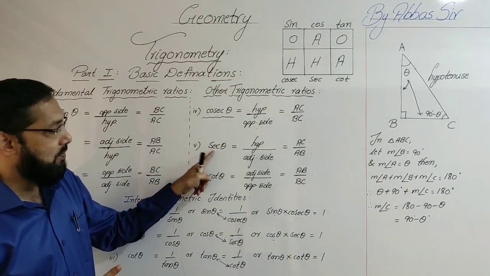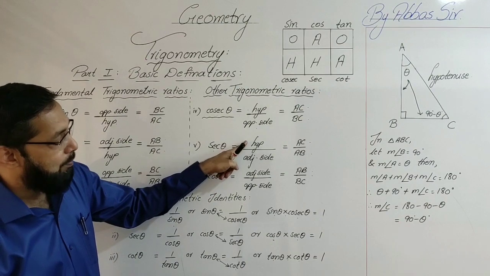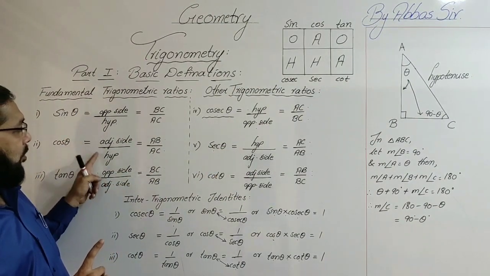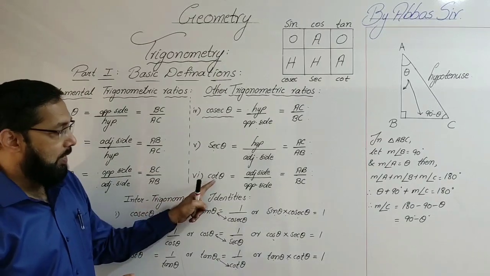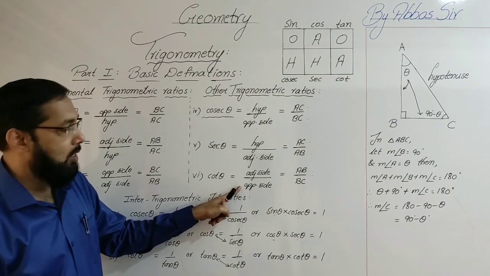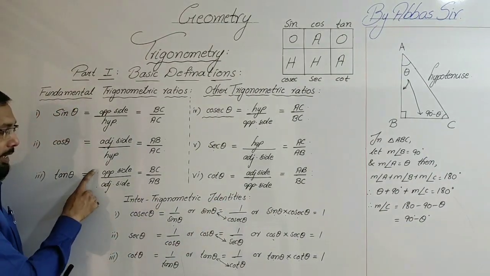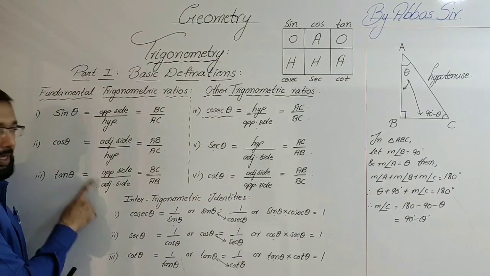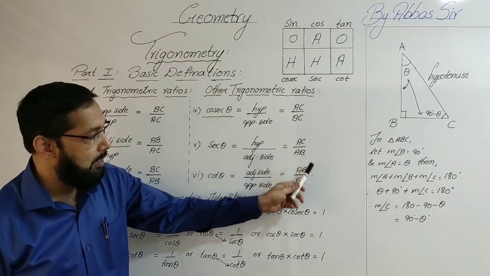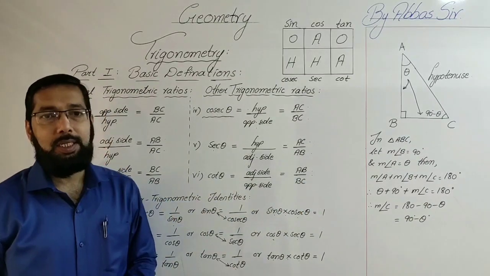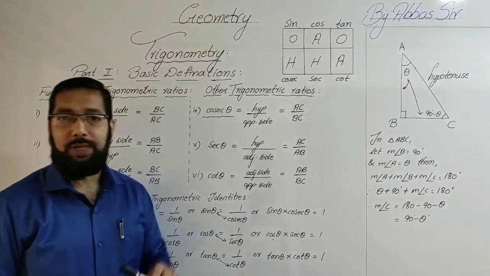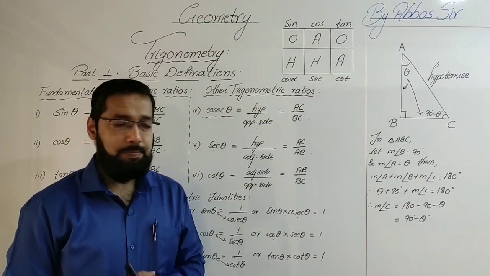Similarly, in the definition of sec theta, you will see that it is hypotenuse upon adjacent, whereas in case of cos theta, it was adjacent upon hypotenuse. Same way, in case of cot theta, it is adjacent side upon opposite side, whereas in the case of tan theta, it was opposite upon adjacent. And hence, we get the ratios AC upon BC, AC upon AB, and AB upon BC as the definition of cosec theta, sec theta, and cot theta in case of right angle triangle ABC. Right?